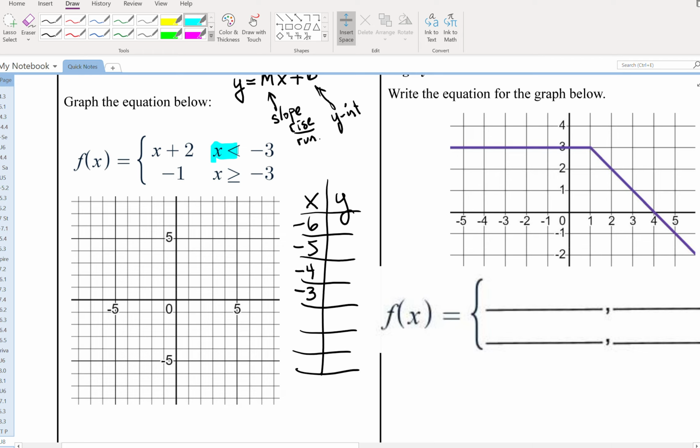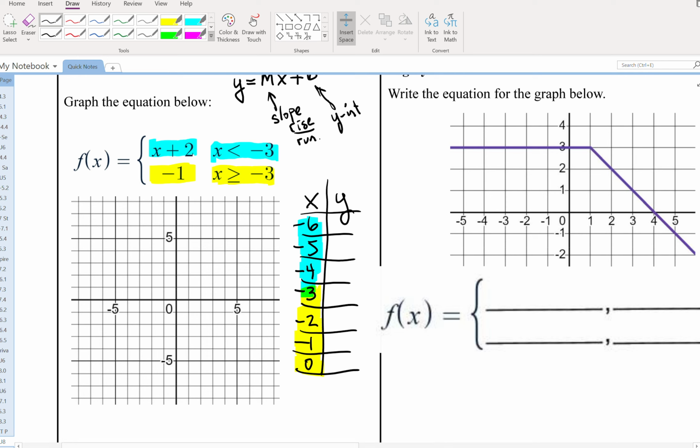I'm going to use these values right here. These are less than -3, and so this is where we're going to put those x values to determine what's happening. And then we've got the values where x is greater than or equal to -3, and those are going to come down this way. Values greater than -3 are the values to the right of -3, and that would be -2, -1, 0. You could keep going, but this is what's happening.